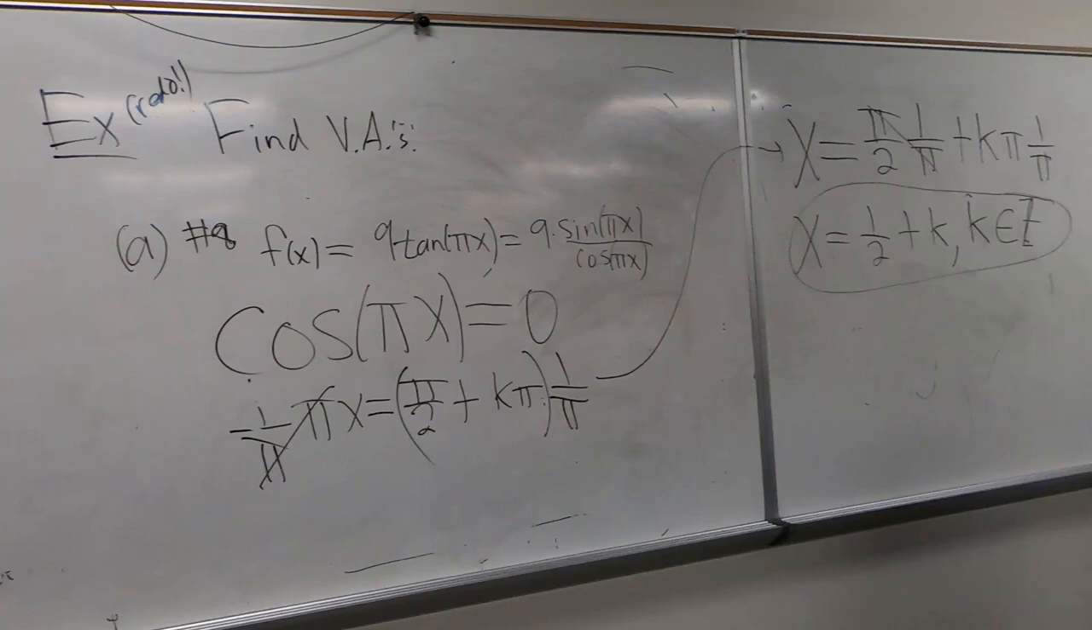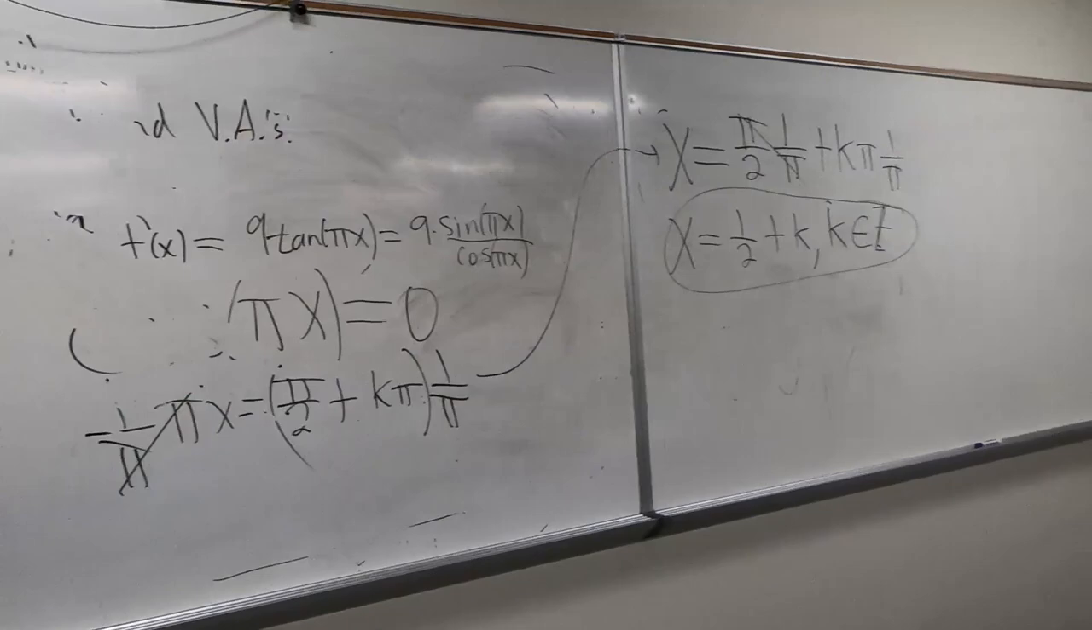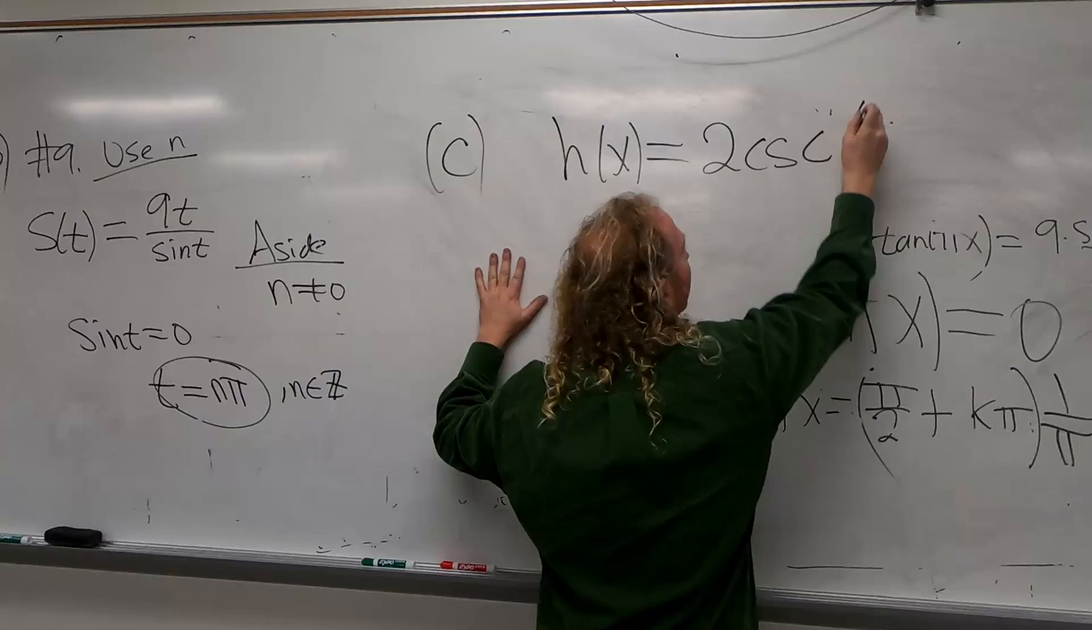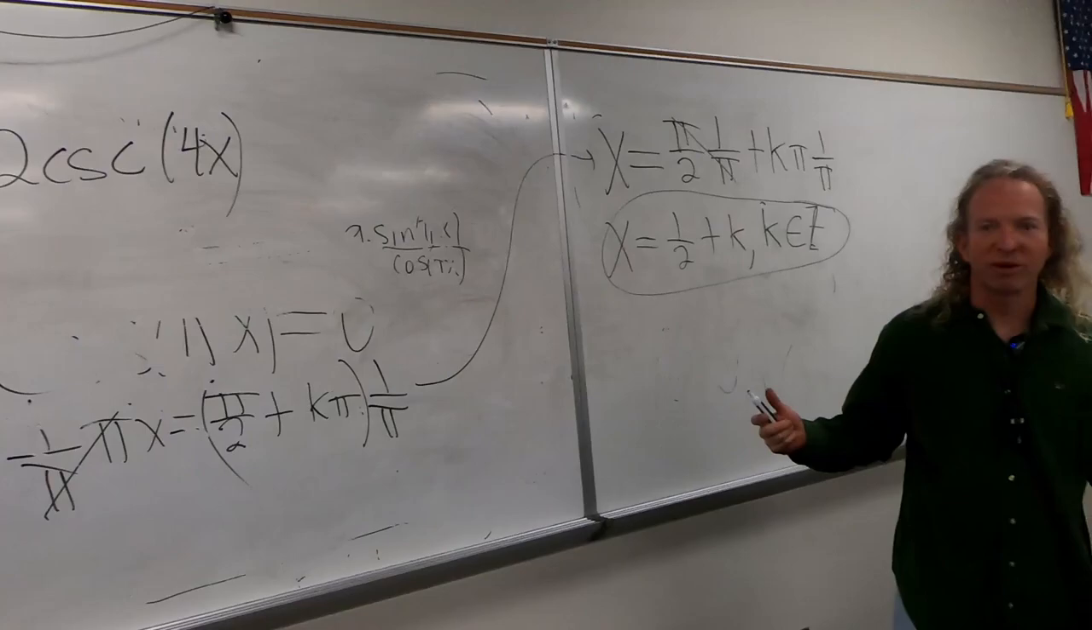So that's that one. Here, let me give you another one. A, B, C. Here's another good test one. Since we're using new letters, how about H for hard? H of x equals 2 cosecant 4x. Why don't you all try to do this one? Take like 2 minutes, 3 minutes.